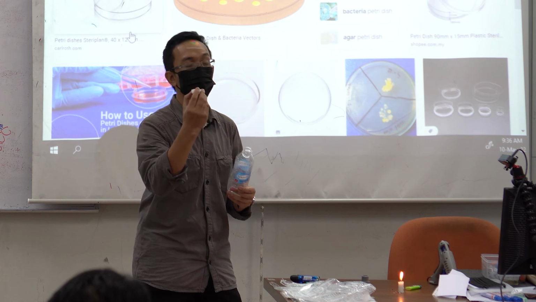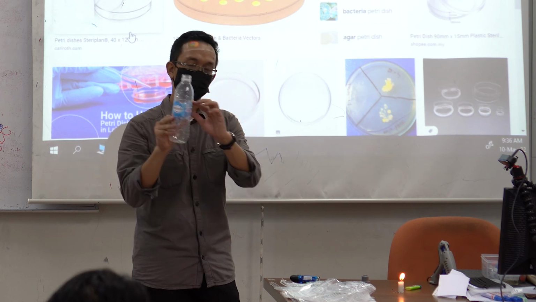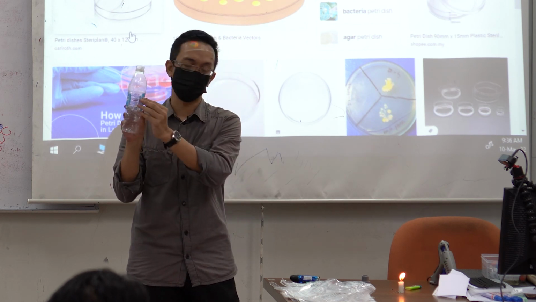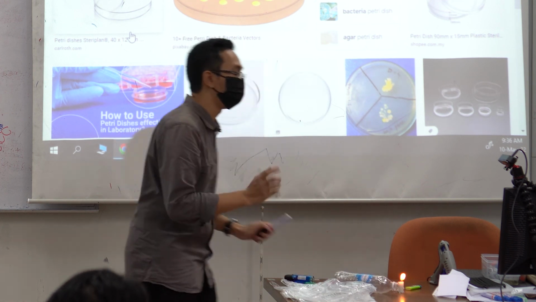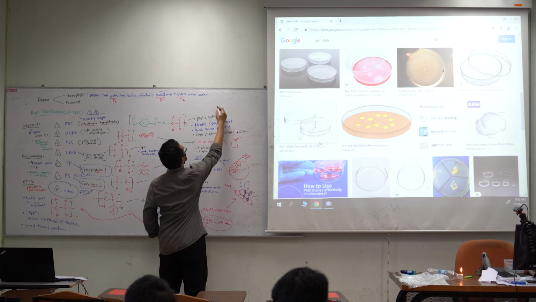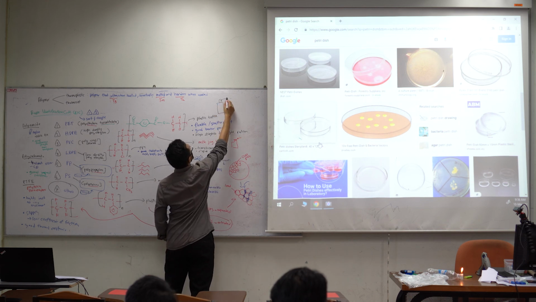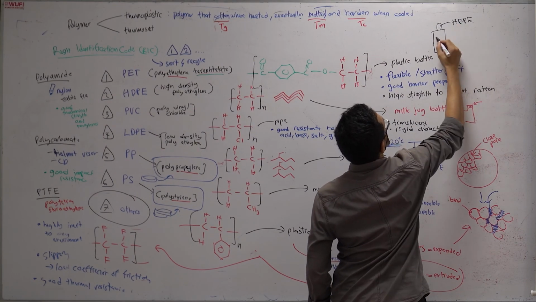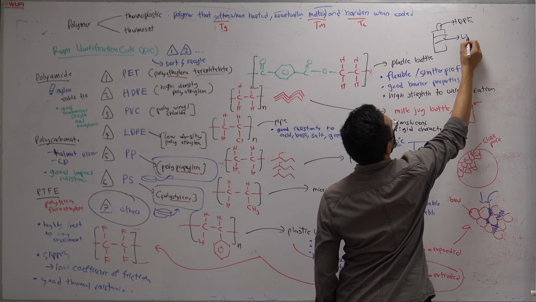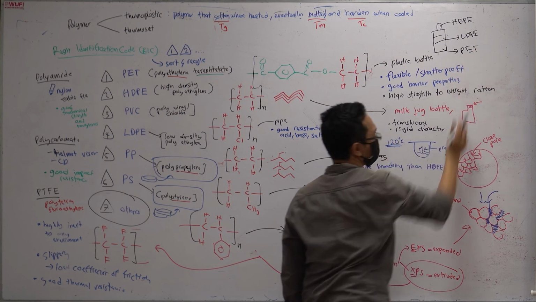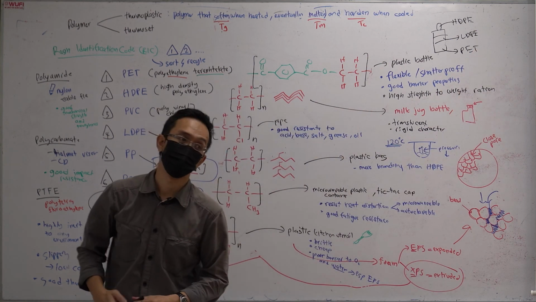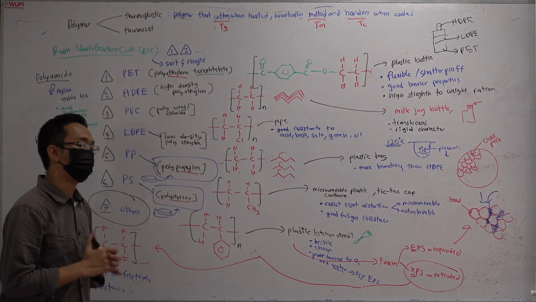But this cap is made from HDPE. This plastic here is made from LDPE. So you can see there are many types of plastic. This is HDPE, that is LDPE, and the bottle itself is PET. So that covers the thermoplastic part for today.